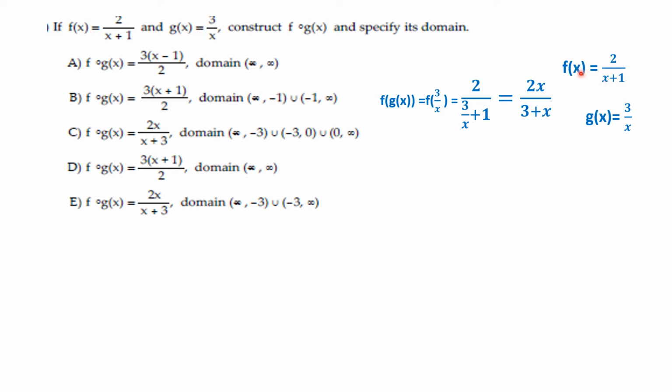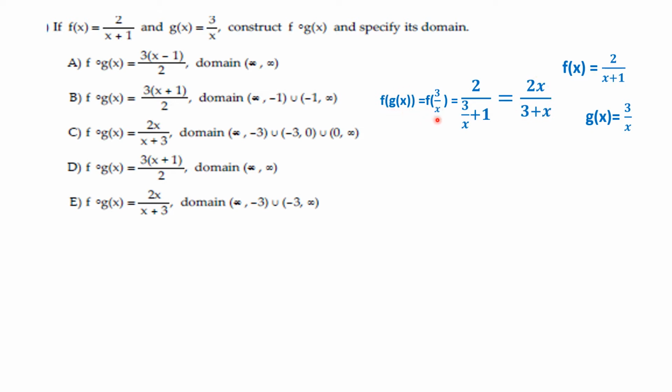If we do so, then f of 3 over x will be equal to 2 divided by 3 over x plus 1. If we multiply the denominator and numerator by x, we will get 2x over 3 plus x. This is the first part of the question, which is the construct for the composite function.